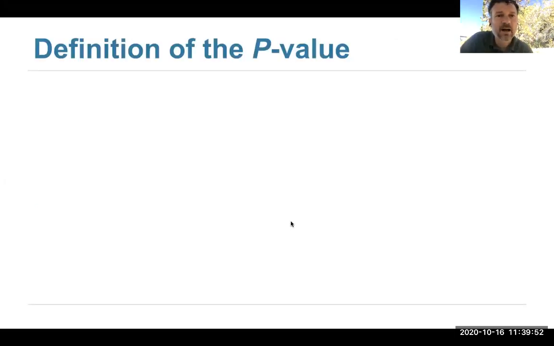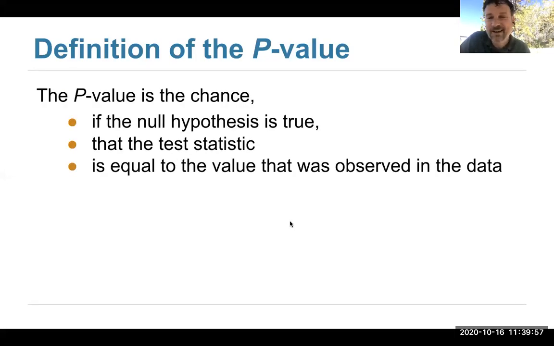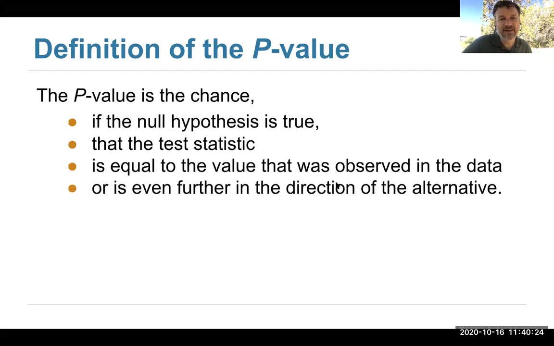All right, p-value. As a reminder, the definition of p-value is the chance that in a universe where the null hypothesis is true and is a correct description, if you were to run the experiment many times, you might get many different test statistics. What's the chance that the one you got is at least as big as the one that was observed in the data? It was equal to the one observed in the data, or even more extreme in the direction that makes you favor the alternative.